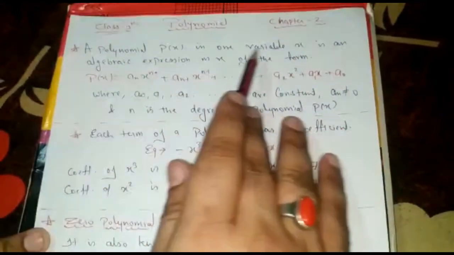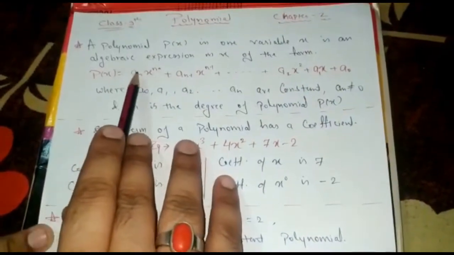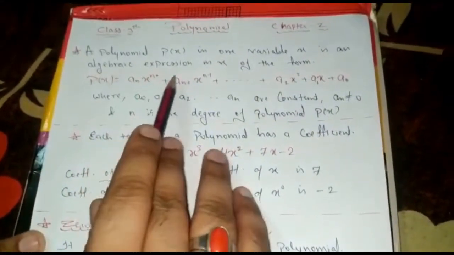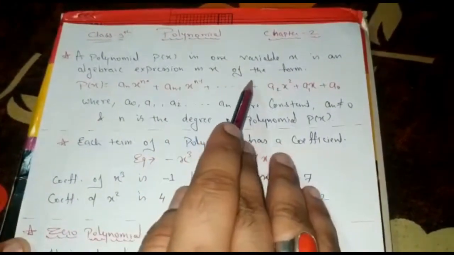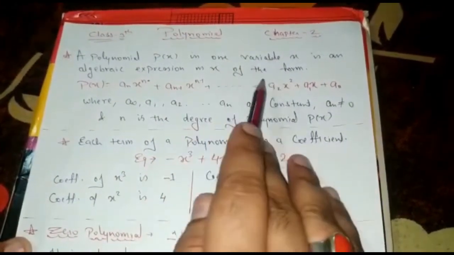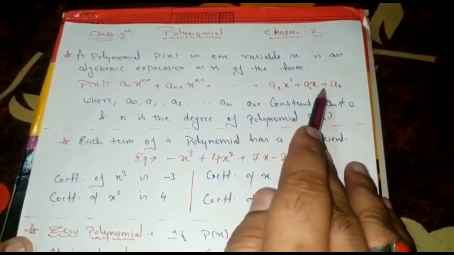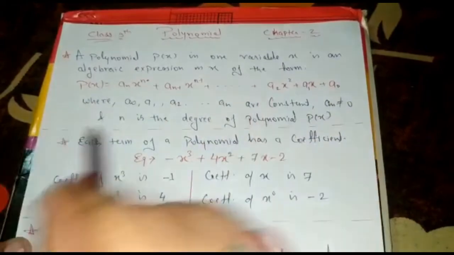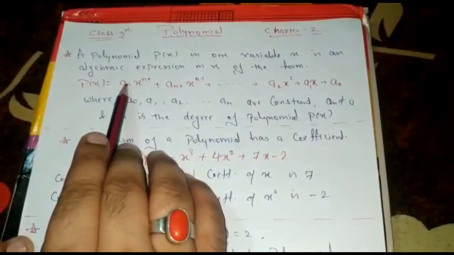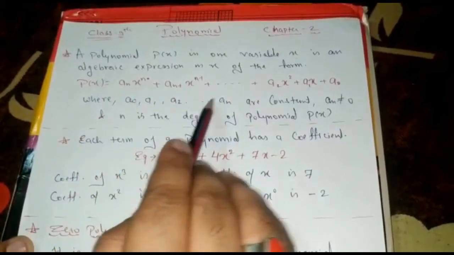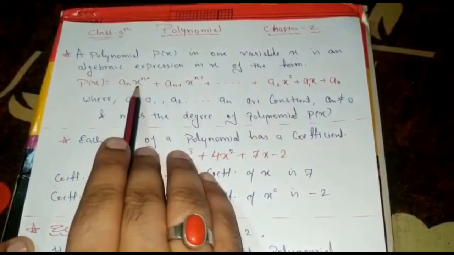That means the polynomial expression is given in the form p(x) = a_n x^n + a_(n-1) x^(n-1) + ... a continuous expression ... + a_2 x^2 + a_1 x + a_0. Here we can observe that a_0, a_1, a_2 and a_n are constant terms and x is our variable.